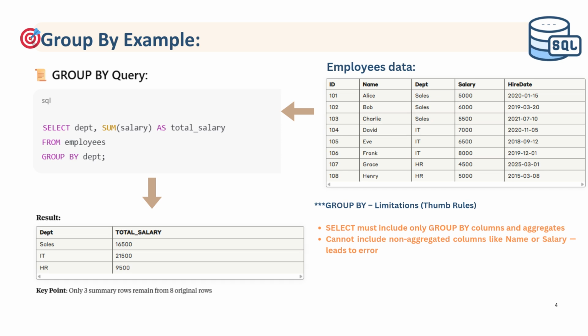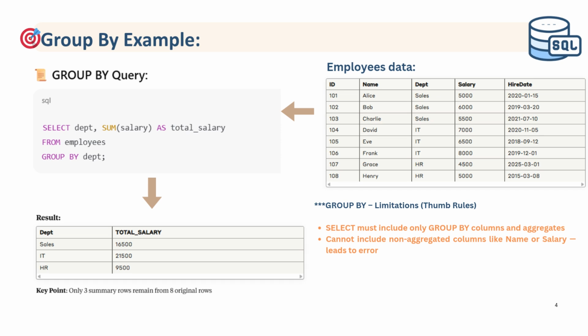Let's start by reviewing this sample employees table. It has 8 rows, each representing an individual employee. Every row includes the following fields: ID, name, department, salary, and hire date. The employees are distributed across 3 departments: sales, IT, and HR.